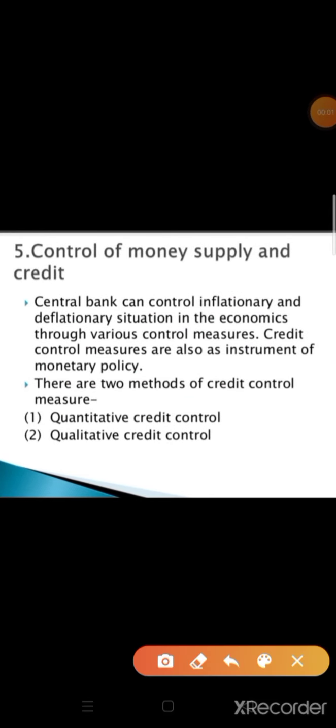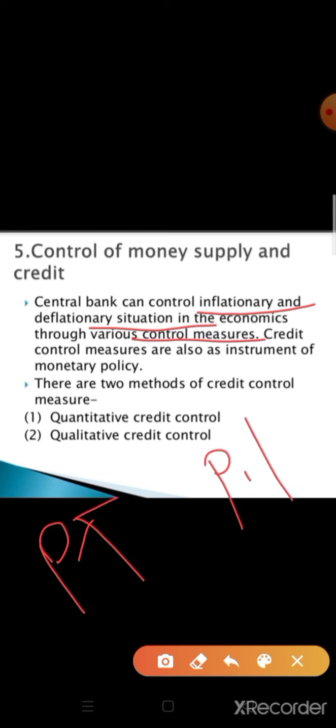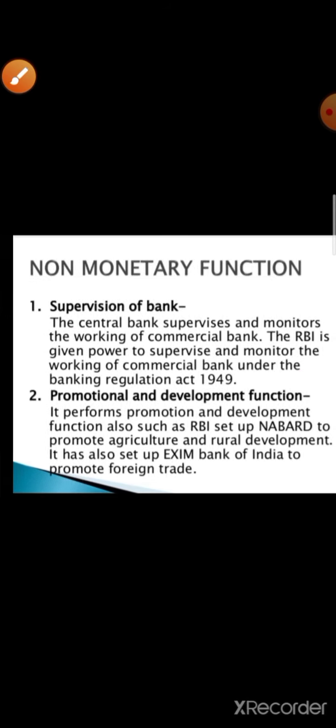Control of money supply and credit. Central bank can control inflationary and deflationary situations in the economy through various control measures. Various types of situations are there in the economy, like inflationary, like deflationary. Inflationary means where prices rise and deflationary where prices are lower than the normal situation. So credit control measures are also an instrument of monetary policy. There are two methods of credit control measure. First is quantitative credit control and second one is qualitative credit control.